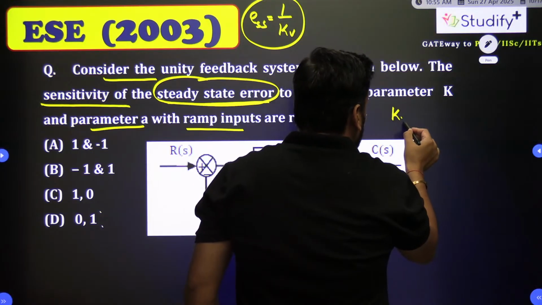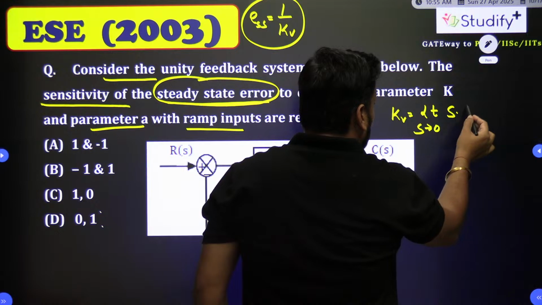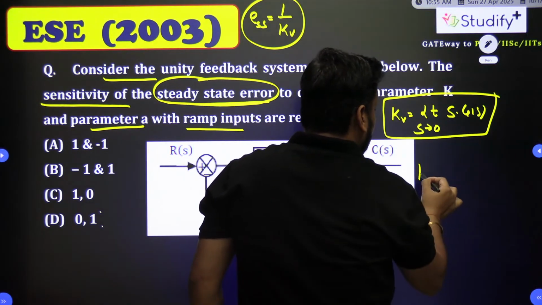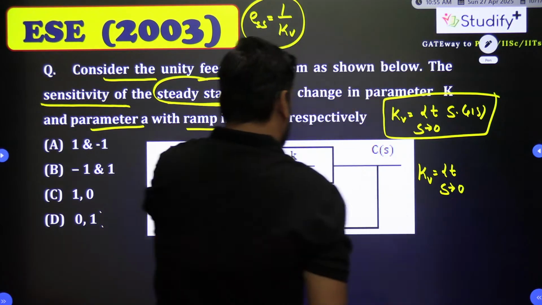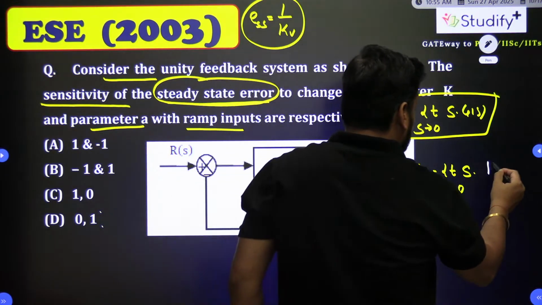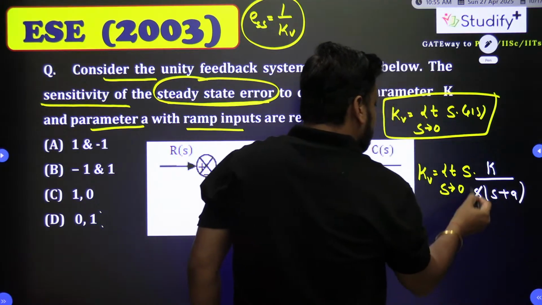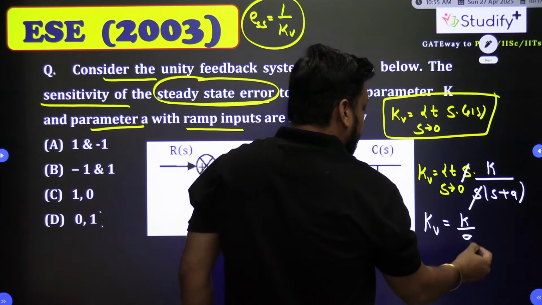Yes sir, we will directly do 1/Kv, we know how to do it directly. What is Kv, children? So you will write, sir, Kv is nothing but limit s tends to 0 of s into G(s). Yes sir, this is Kv. So what will be Kv, guys? Your Kv value is nothing but limit s tends to 0 of s into G(s), so here is s, and G(s) value is nothing but k upon s into (s plus a). So don't you think this s and this s get cancelled? So your Kv value is nothing but k by a.